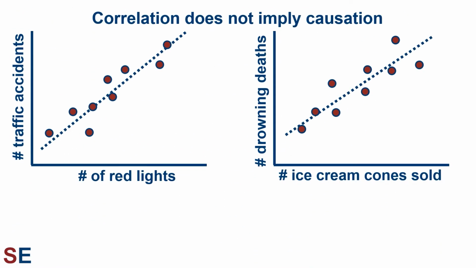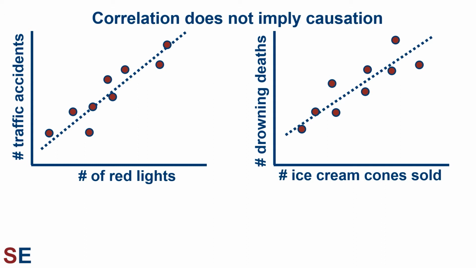Let's take a look at a couple of examples that demonstrate why correlation does not always imply causation. On the left, we can see a hypothetical plot of the number of traffic accidents in different cities plotted against the number of red lights those cities have. The more red lights a city has, the more traffic accidents it has. This would seem to imply that adding red lights causes more traffic accidents. If we wanted to reduce traffic accidents, we should remove some or all of the red lights. Obviously, this doesn't make sense.